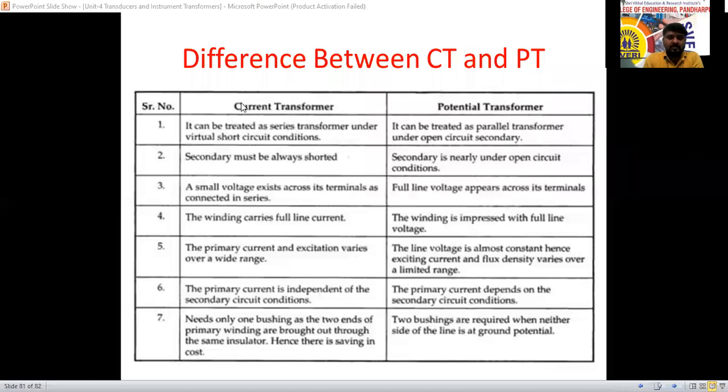In the previous class, we discussed the current transformer and potential transformer. These are the instrument transformers. We have discussed the transformation ratio, phase angle, and its error. All these things we have already discussed.